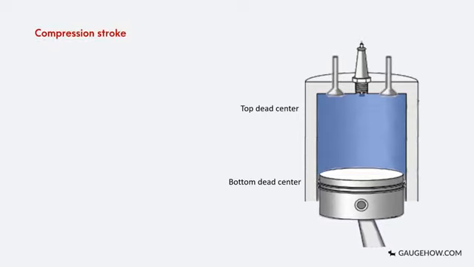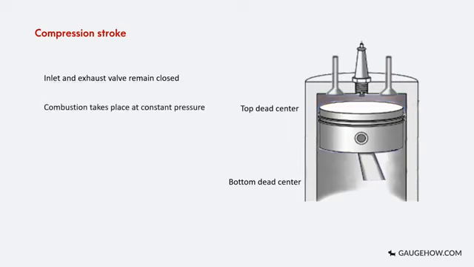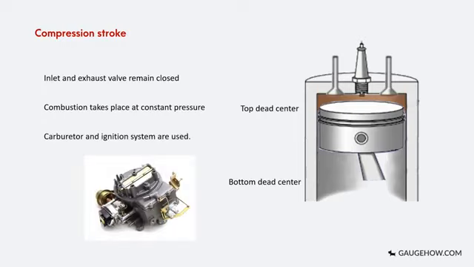During the compression stroke, the piston moves from bottom dead center to top dead center. The charge injected in the previous stroke is compressed by the return stroke of the piston. Both inlet and exhaust valve remain closed. At the end of the stroke, the charge is ignited using a spark plug and the combustion takes place at constant pressure. We make use of the carburetor and ignition system. Carburetor is a mechanical component that mixes air and fuel for SI engines in the proper air-fuel ratio for combustion purposes.